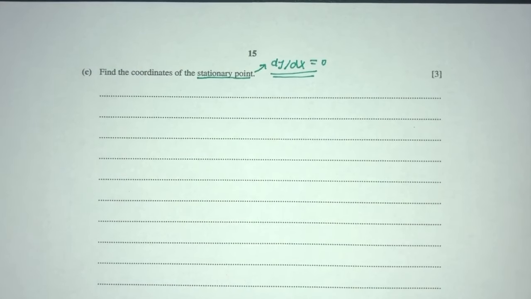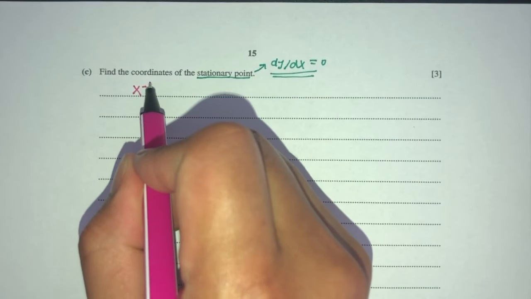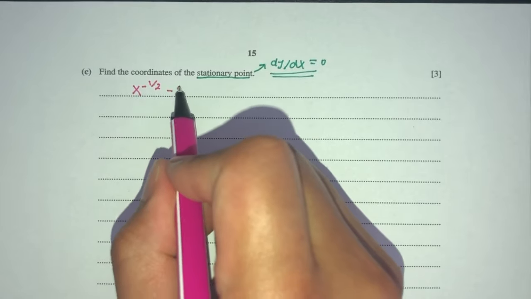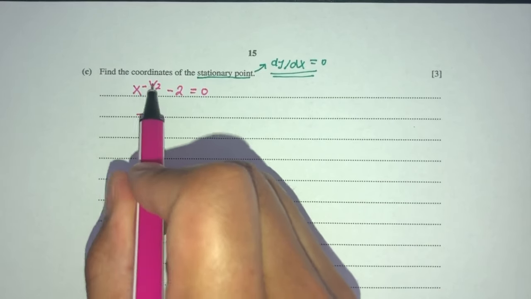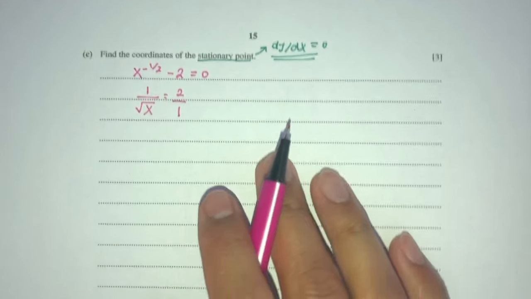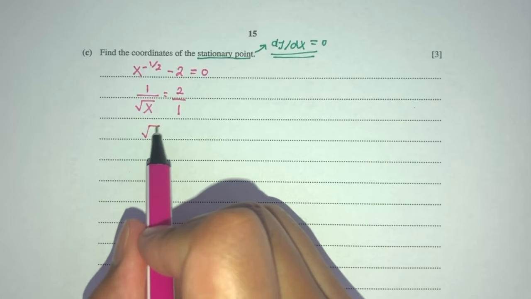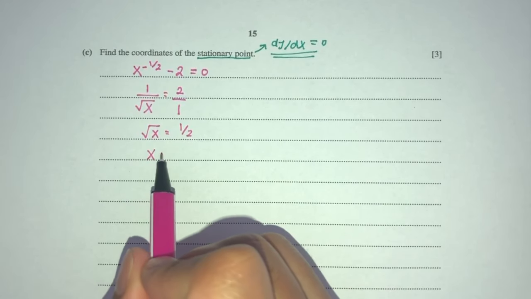So again, the equation has been given to you already. So dy by dx is what? It is x power minus half, minus 2, equate that to 0. Now we should know this is simply 1 over x power half, which is root of x, equal to 2. Now we can just cross multiply. You will have root of x is the value of 1 over 2. Then square both sides, x will be the value of 1 over 4.